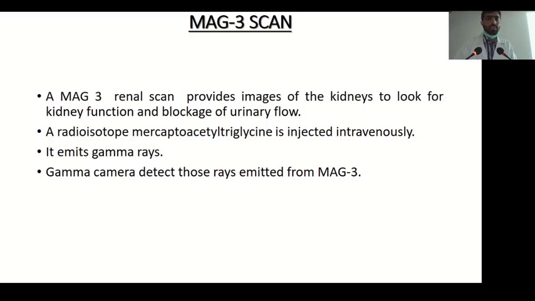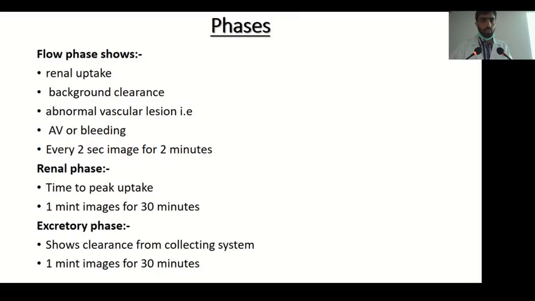Other modality is MAG3 scan. A MAG3 renal scan provides images of the kidney to look at kidney function and blockage of urinary flow. A radioisotope, mercaptoacetyl triglycine, that's why its name MAG, is injected intravenously. It emits gamma rays. Gamma camera detects those rays emitted from MAG3. It includes 3 phases: flow phase, renal phase, and excretory phase. In flow phase, renal uptake and background clearance can be seen, and abnormal vascular lesions. Images every 2 seconds for 2 minutes are taken in this phase.